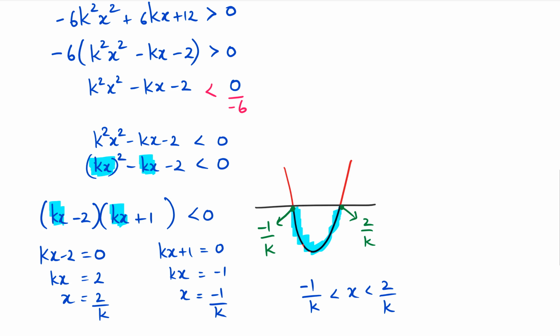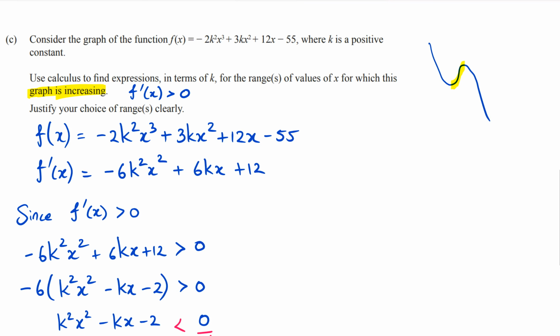Now the second way of doing it is you could find these two values here, so 2 over k and negative 1 over k. And then we can go right back to that original cubic that we had actually drawn. Because we actually have our two values, which is 2 over k and negative 1 over k, as our turning points. And then we can actually justify saying that because this is a negative cubic, it's going to be increasing between negative 1 over k and 2 over k. So this is another way you could do it as well.